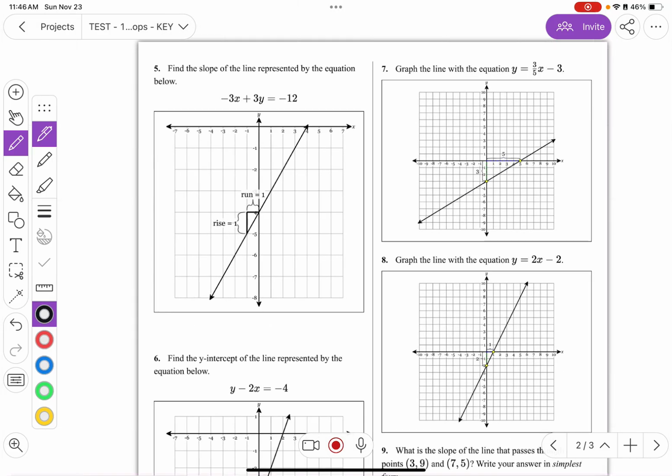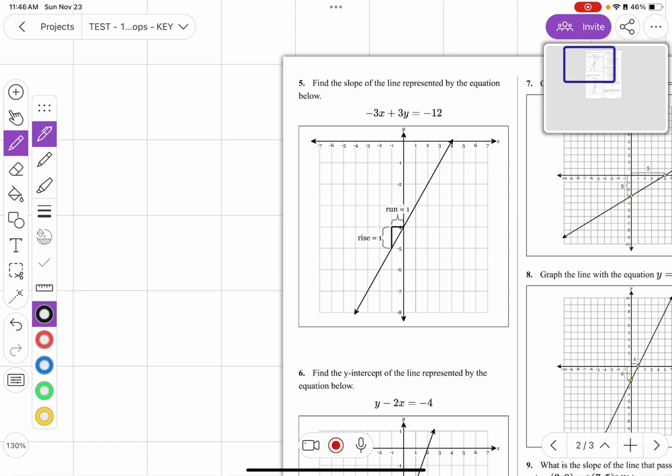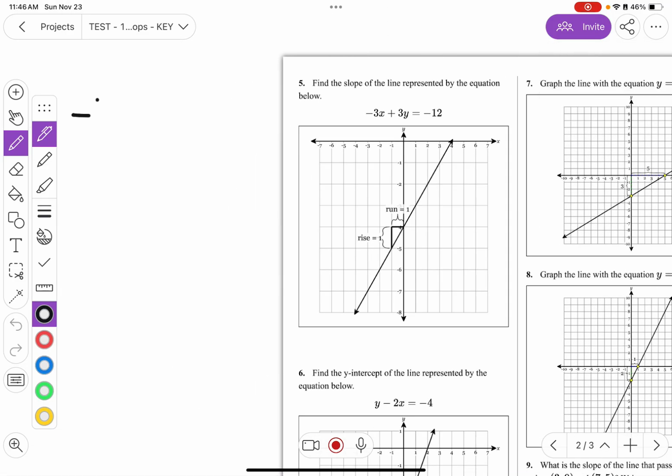So find the slope of this line. You have to do a little work here. So you say, well, I've got minus 3x plus 3y equals minus 12. You could just look at this and say, oh, it's 1 over 1, up 1, over 1, up 1, over 1. Right? You could graph it.